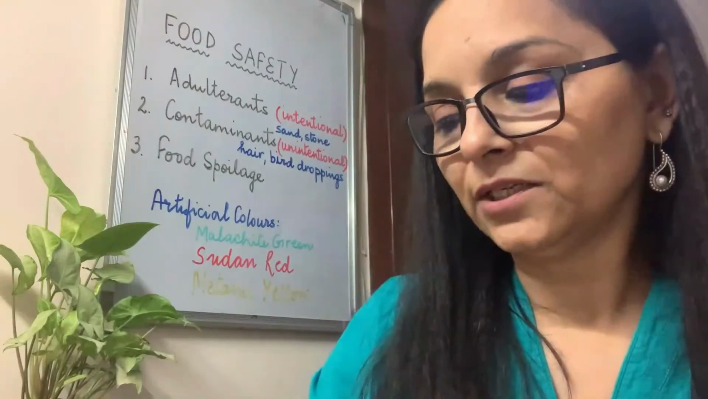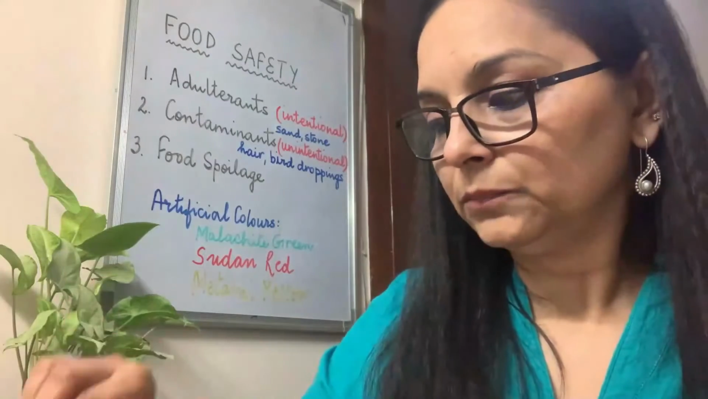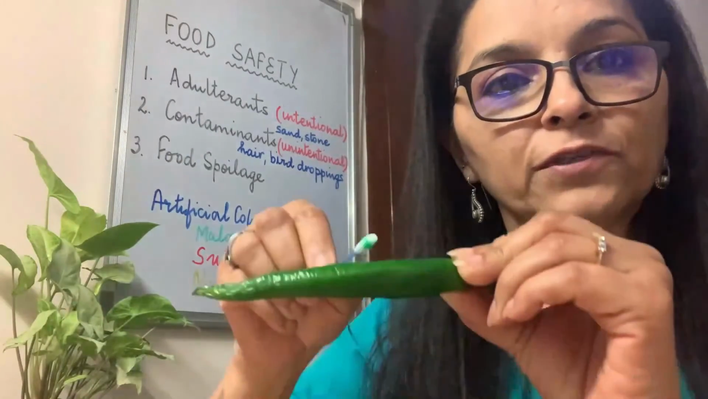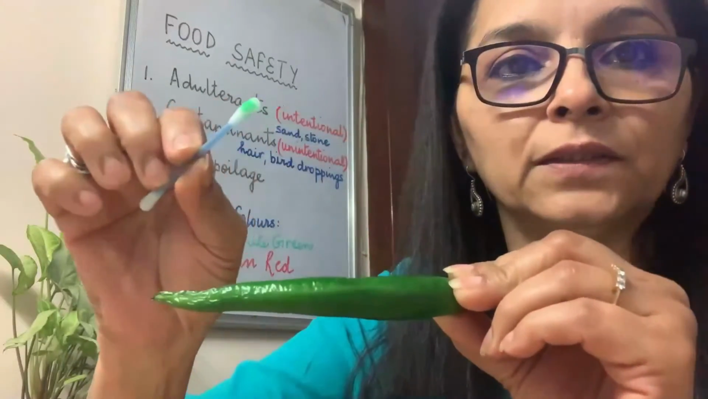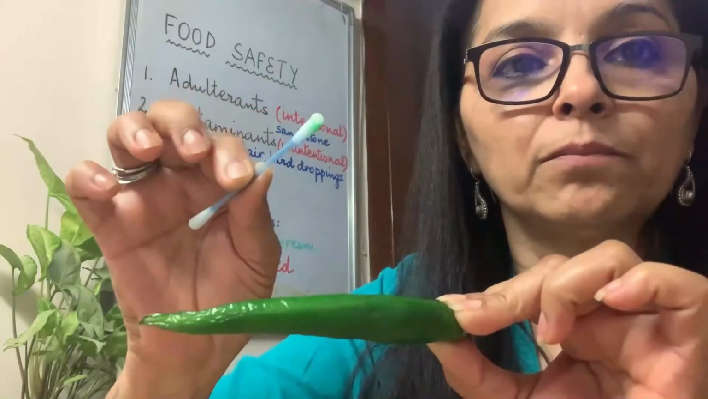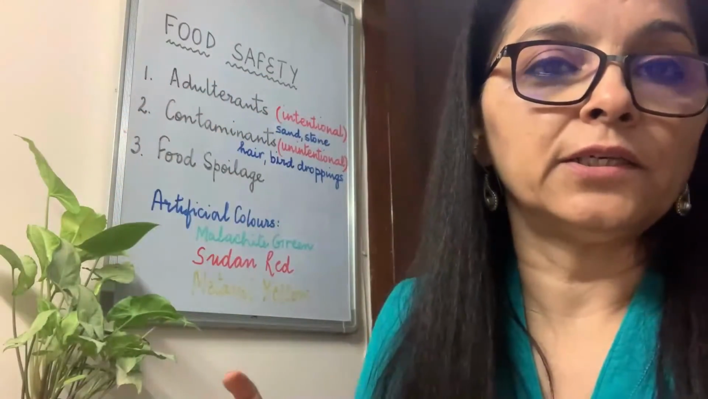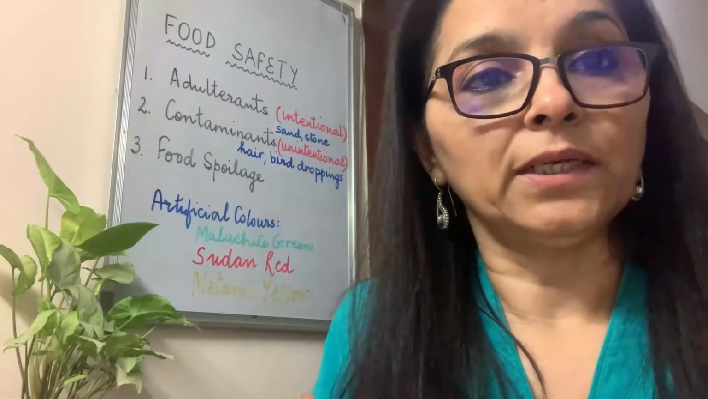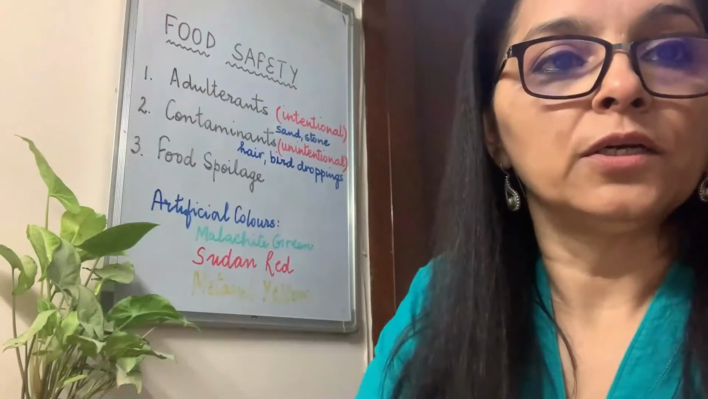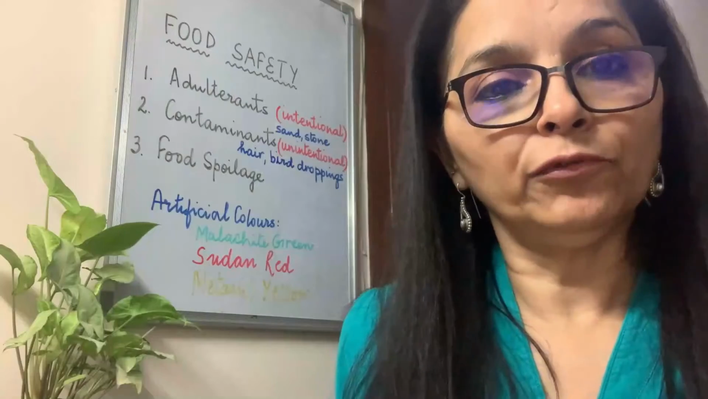So what you can do is take a piece of cotton or this bud, dip it in mineral oil and just wipe it on the surface of this. You'll find that the green color has come out and it's present on the bud. Okay. Similarly, Sudan red, which is red in color, is added to watermelon so that it appears very red and attractive. And methanil yellow is added to turmeric. So these are common adulterants and they are very harmful for us.